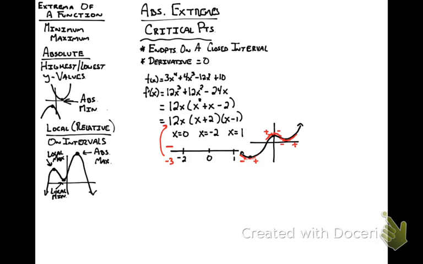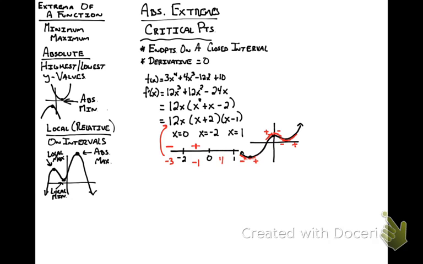Next, I'll test negative 1. What's going on between negative 2 and 0? I'll do the same thing. When I plug negative 1 into the first part, 12 times negative 1 will be negative. Negative 1 plus 2 will be positive, so the product of the first two numbers will be negative. Negative 1 minus 1 is negative 2, which means the product of everything will be positive. So the value of the derivative between negative 2 and 0 will be positive.